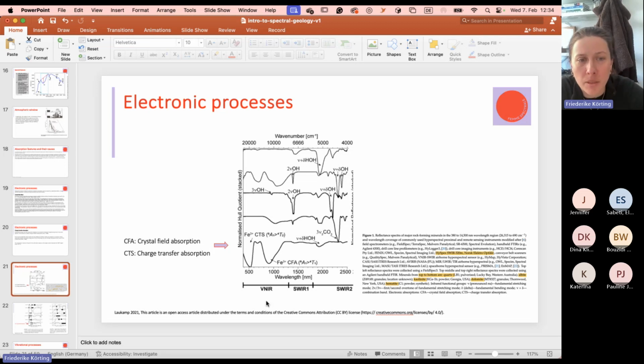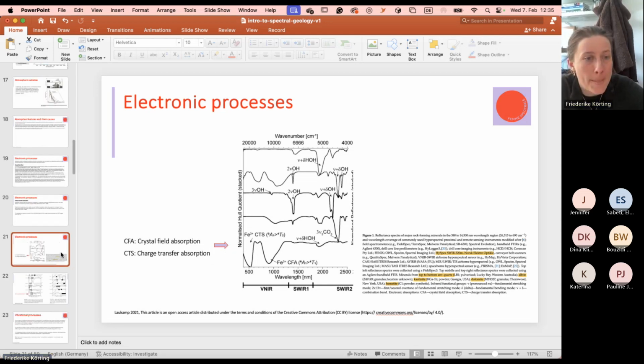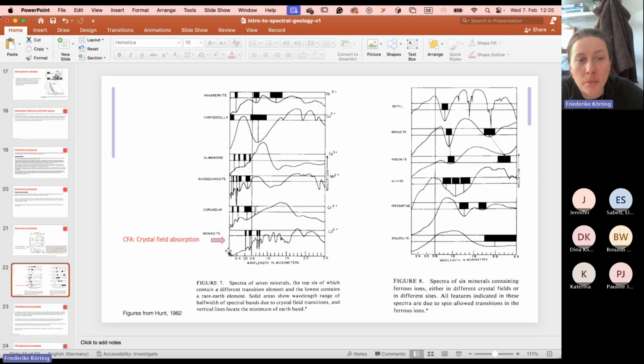And yeah, this is from the Laukam paper. So it's actually specified here, or we know quite well which energy state causes this feature, and if it's a crystal field absorption or a charge transfer absorption. And then the manuscript from Hunt that I just showed you in the first couple of slides, it also has quite a couple of nice tables just showing where these absorption features appear for different minerals and how wide they are.